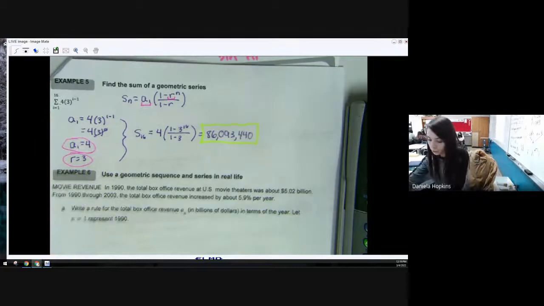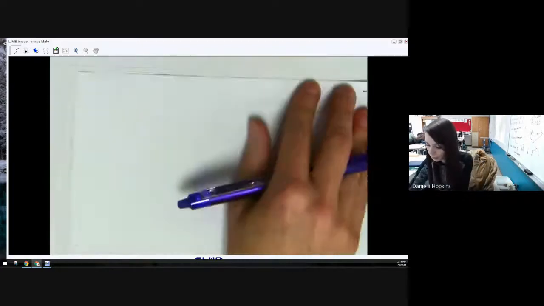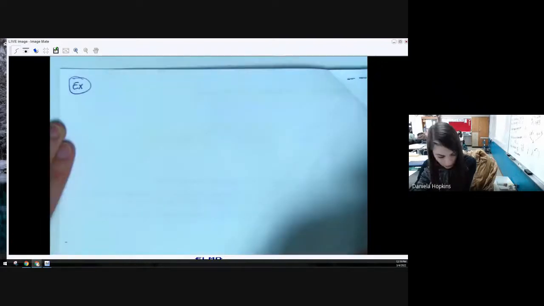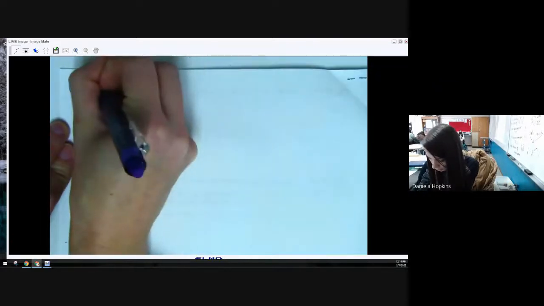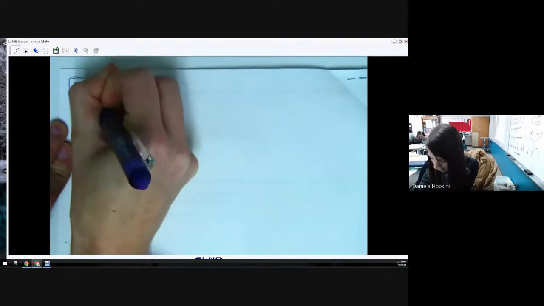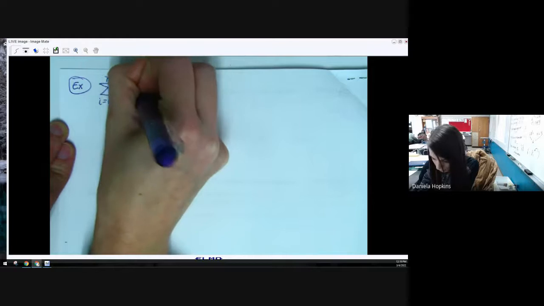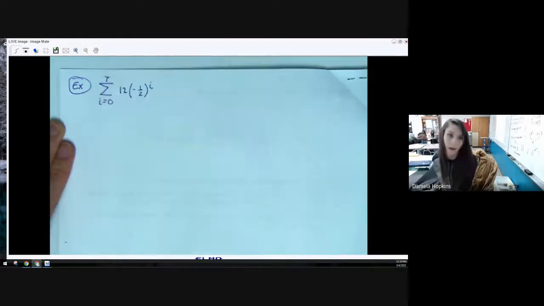So flip your page over to the blank one. We're going to add an example here. We'll come back to that story problem. So we're adding an example. And we want to look at the sum from i equals 0 to 7 of 12 times negative 1/2 to the i.